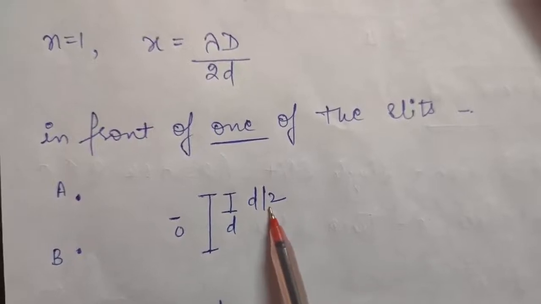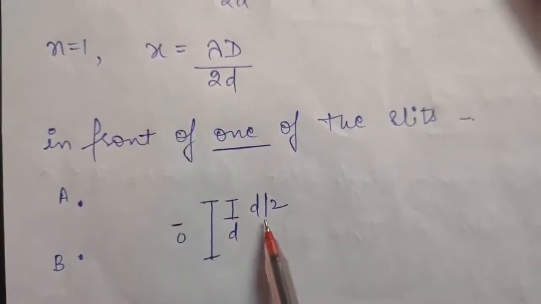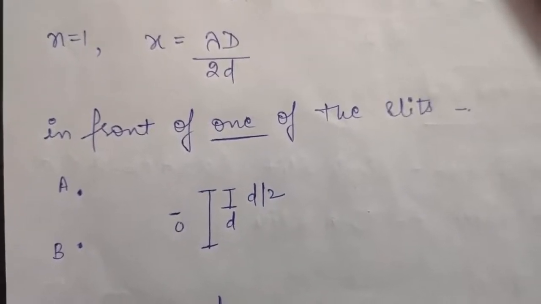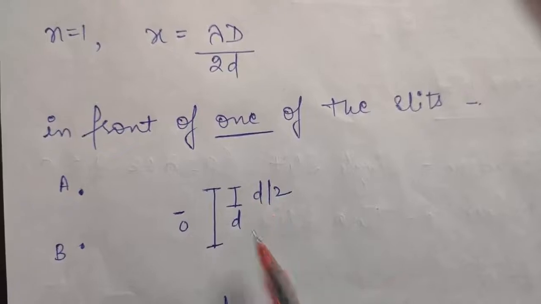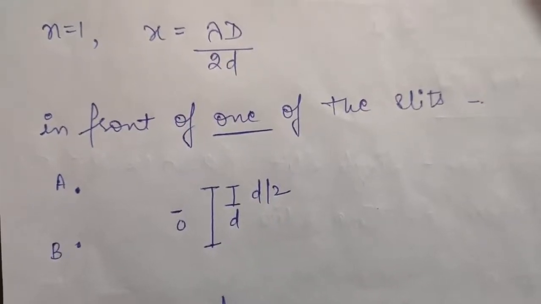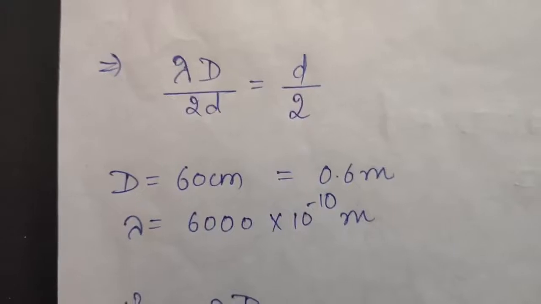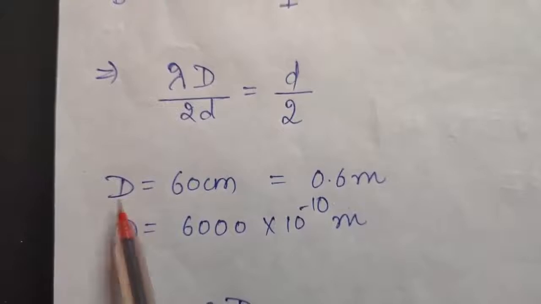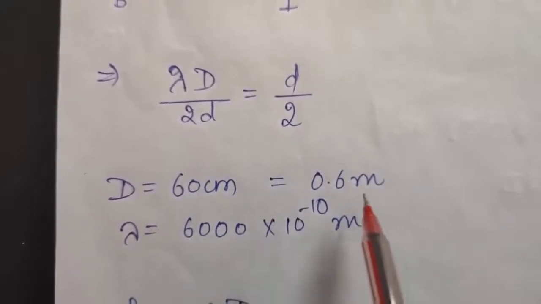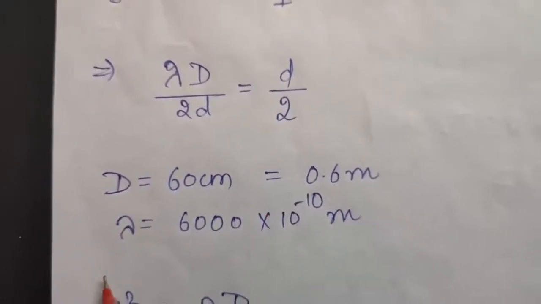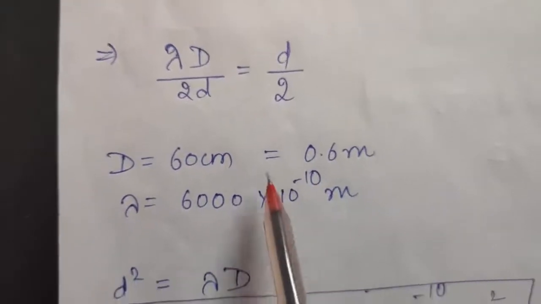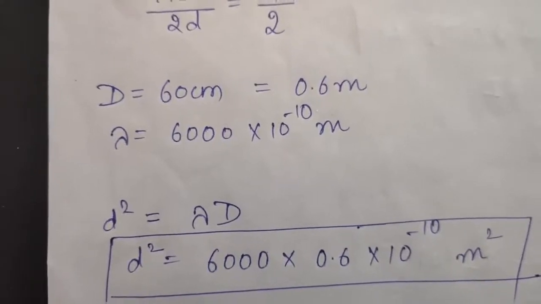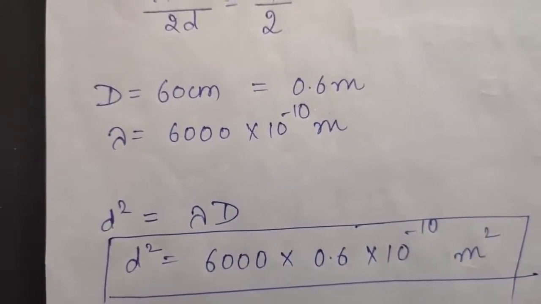Therefore we can say that this x is nothing but d by 2, because x is the position of the minima from your midpoint O. So put x equal to d by 2 in the above equation: lambda D upon 2d will come to be d by 2. Solve it, because capital D is given to be 60 centimeters in the question. That means this is 0.6 meters and wavelength is given to be 6000 angstrom. So put both the values and you will get the value of d square. Solve it, and you can easily get the value of separation between the slits.